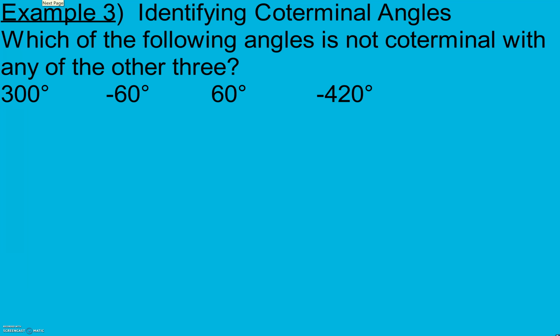Identifying coterminal angles. Which of the following angles is not coterminal with any of the other three? Coterminal means their terminal sides coincide. They're the same. So they all start at the same spot. 300. It's going to start here. I'm going to go 90, 180, 270, and another 30.